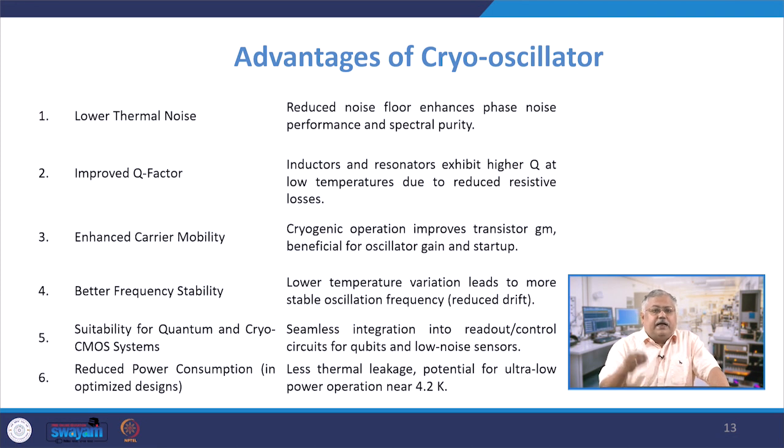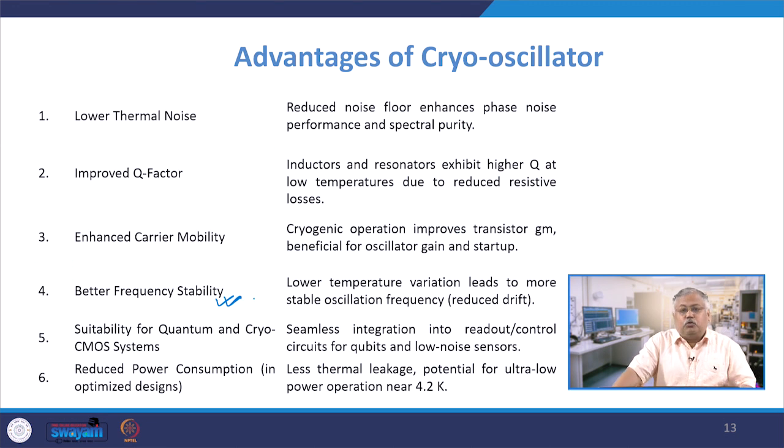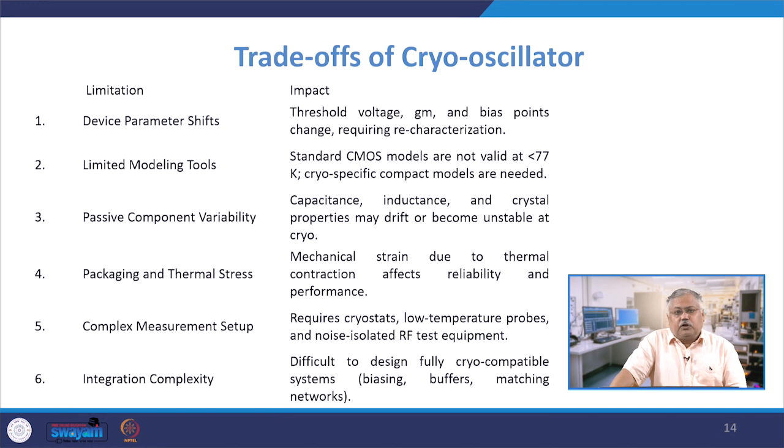There is obviously an enhanced carrier mobility at cryogenic temperature, and therefore it helps you to improve the transistor transconductance. You have better frequency stability here, right. Lower temperature variation leads to more stable oscillation frequency. Then of course they are compatible with CMOS processes and systems, so system integration is seamless with readouts as well as with low noise sensors on the back end. Then of course you will have reduced power consumption by operating at 4.2 Kelvin at very reduced value. So these are the advantages of cryo oscillators.